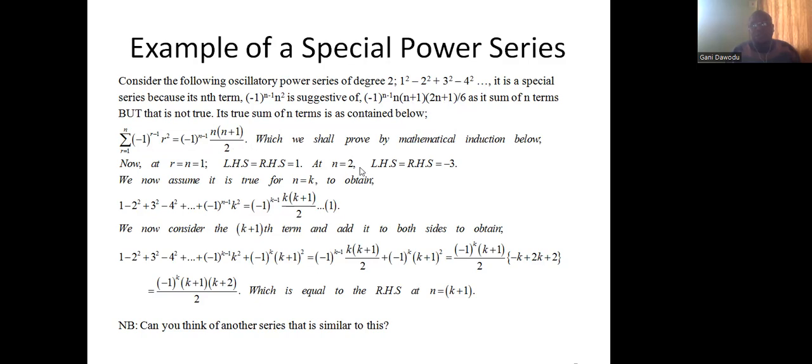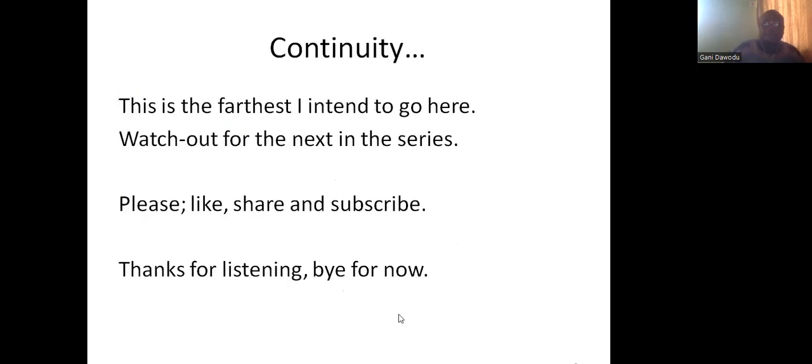And to show that it works, I did the mathematical induction proof to show that that's the sum that works for it. I don't know of any other. Maybe you can think of some other. This is the farthest I intend to go here.